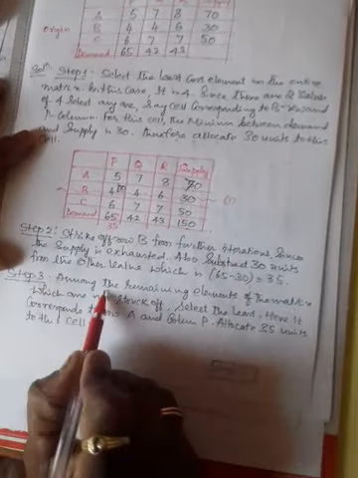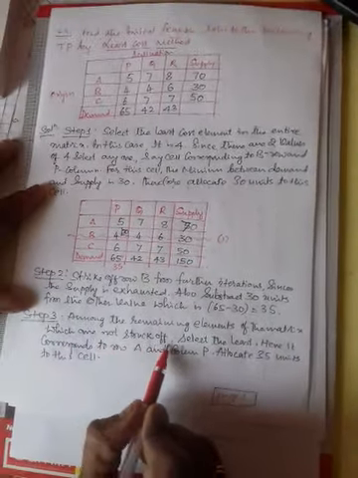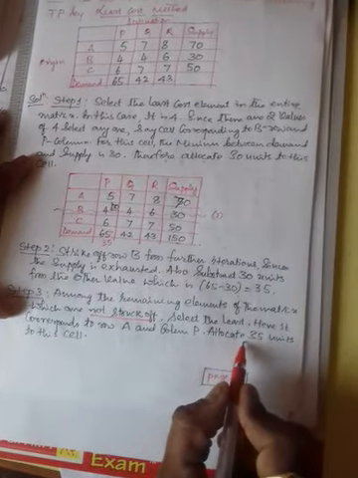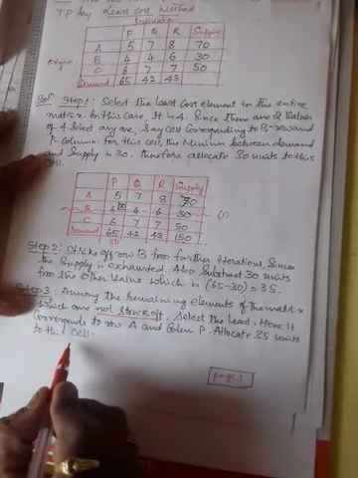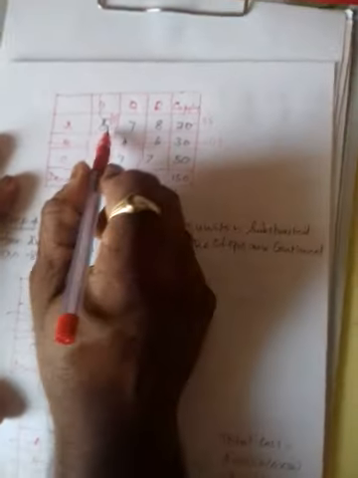Come to the second one. Among the remaining elements of the matrix which are not struck off, select the least. Here it corresponds to row A and column P. Allocate 35 units to this cell. Come to the second table here. Therefore, observe here, 35 is allocated.